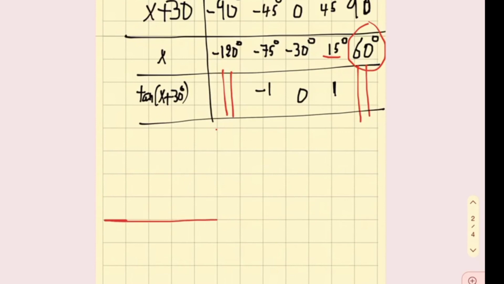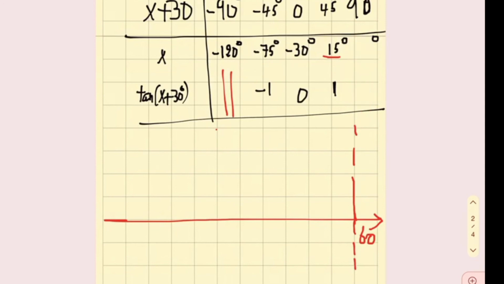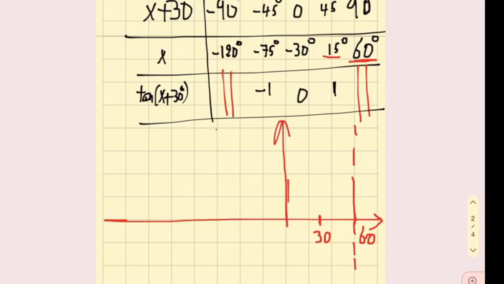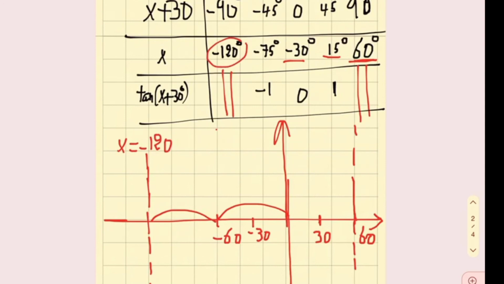We start by drawing the asymptote at 60 degrees. So this is my vertical asymptote at 60 degrees. Before we draw the other vertical asymptote, we need to scale our x-axis. I'm going to use steps of 30. So 30, then the y-axis at 0, and then negative 30, negative 60. I go in steps of 30. And then double negative 60 to get to negative 120, the other asymptote. So this is my second asymptote, x equals negative 120 degrees. So my asymptotes are set.